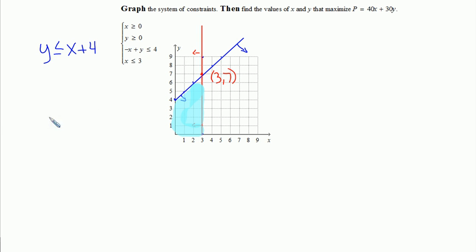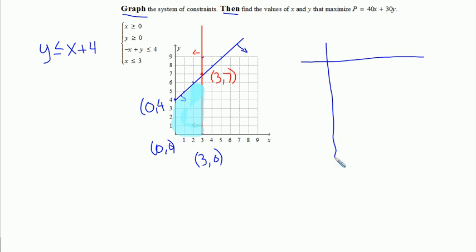And let's go ahead and label the other points around here. This is the point 3, 0. This is the point 0, 0. And this is the point 0, 4. Alright, so we've done the first part. We've graphed the system of constraints. Now we need to find the values of x and y that maximize the function there. So let's go ahead and try that out.